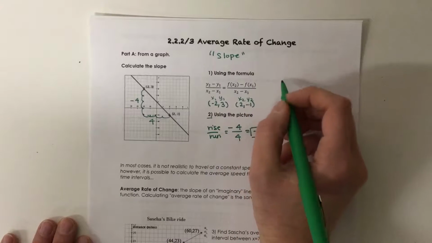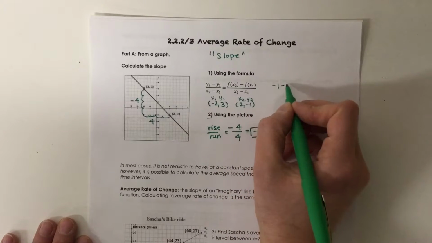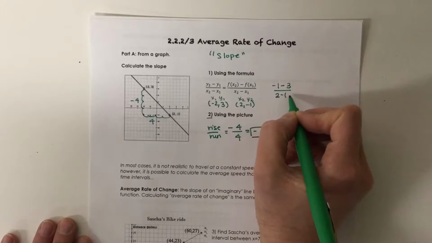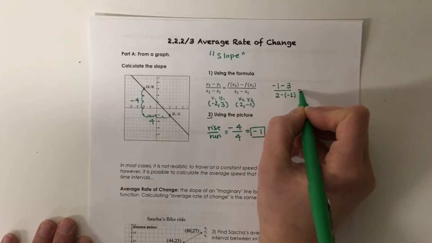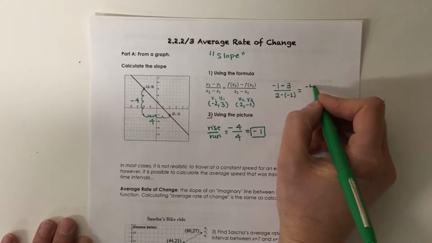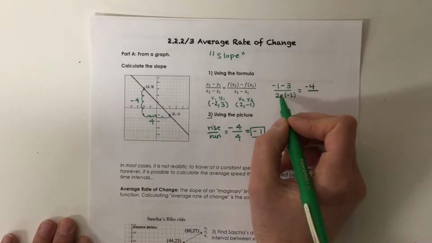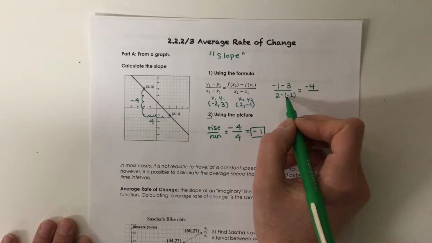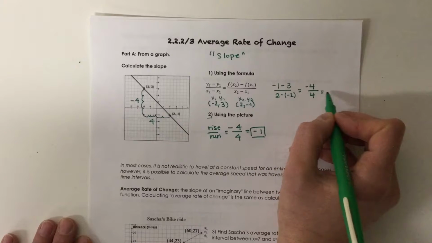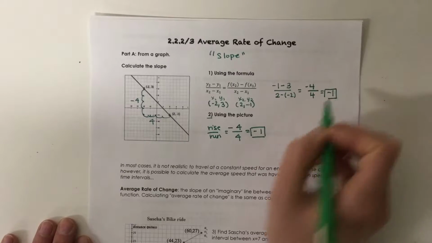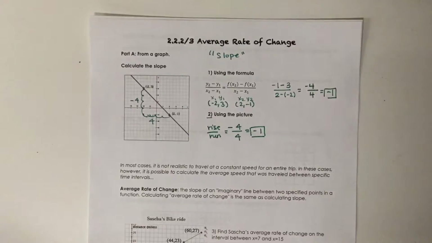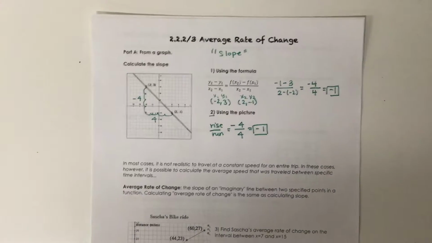So we're saying y2 is negative 1 minus y1 is 3, divided by x2 is 2 minus x1 is negative 2. Well, negative 1 minus 3 is negative 4. When I do negative 2 minus a negative 2, subtracting a negative is like adding, so it's a positive 4, so that also equals negative 1. So we can see whether we use a graph or our equation, we get negative 1 as our slope or our average rate of change anywhere between those 2 points.